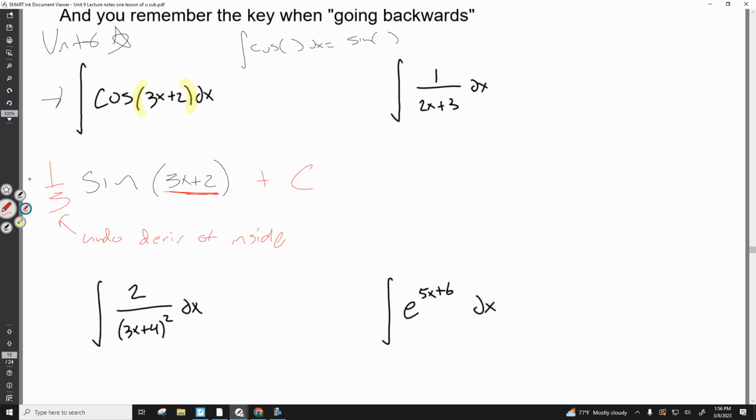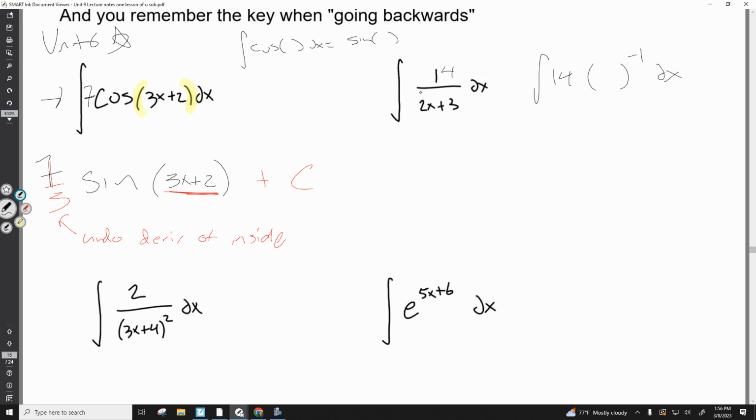Now, what if I had a 14 up here, and I asked you to take the antiderivative of this? What if I had a 7 in front of the cosine? Would that affect anything? No, you would just worry about the 7 at the end, and it would be incorporated with the 1/3. No, I wouldn't worry about the 14. It's just something, and we'll worry about it after we take the antiderivative.